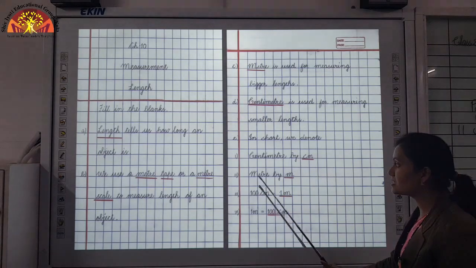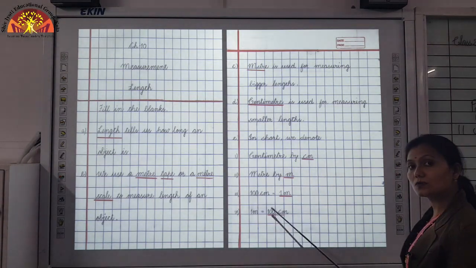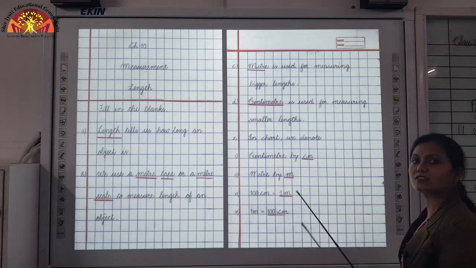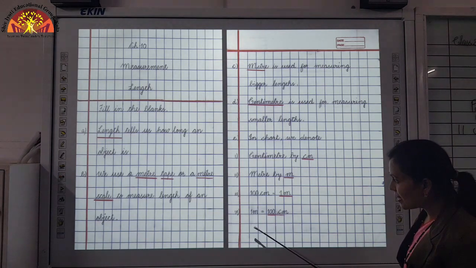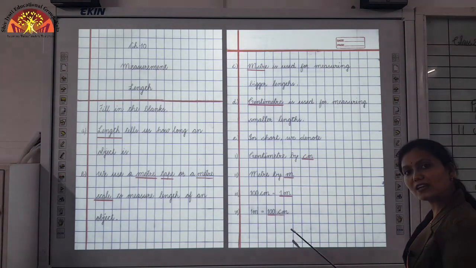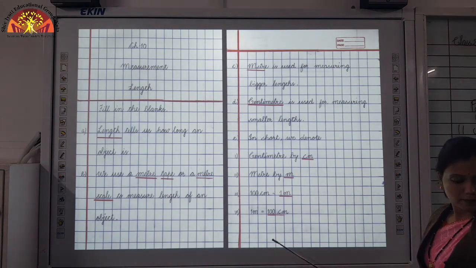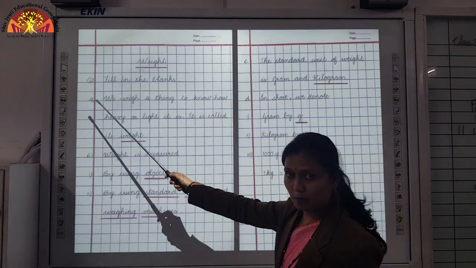Next, in short we denote centimeter by, I have explained you, centimeter can be written as cm, right? Meter by m. 100 centimeter is equals to how much? It is 1 meter. 1 meter is equals to 100 centimeter. And the last one is 1 meter is equals to dash. So 1 meter is equals to 100 centimeter.